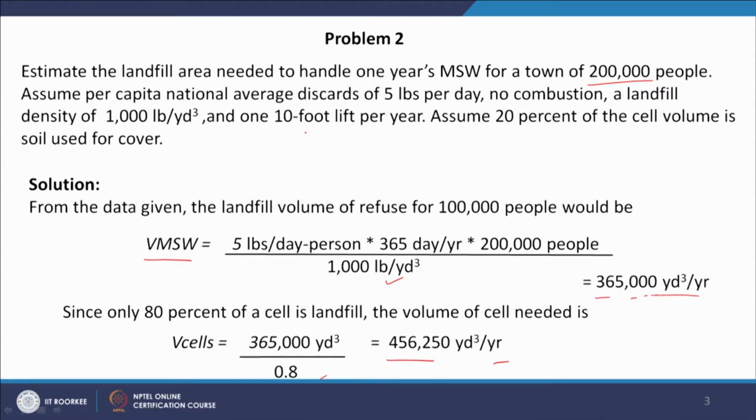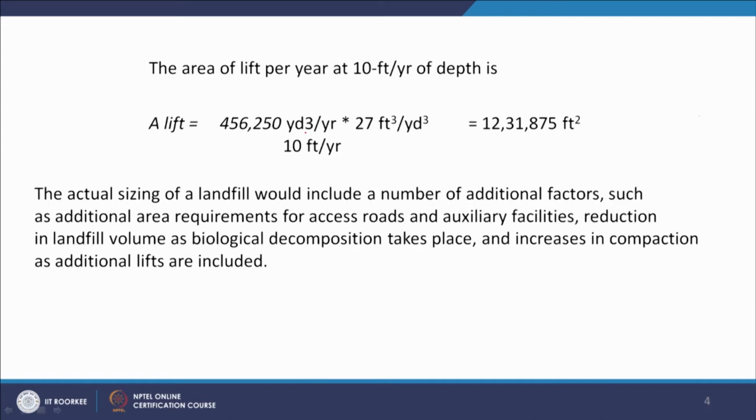Then per year the lift is given as 10 foot per year. So the area of the lift per year, per 10 foot of depth, area into lift is equal to the volume of the cell. So, area is equal to volume divided by lift.